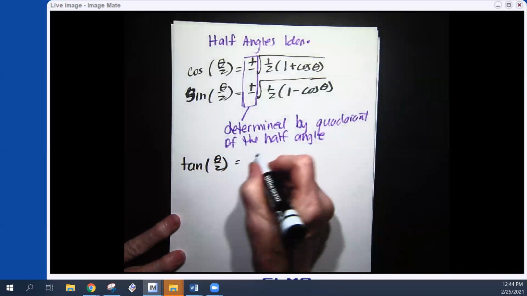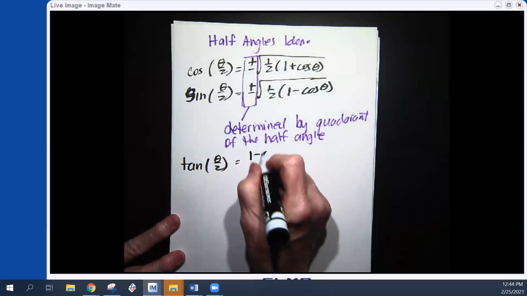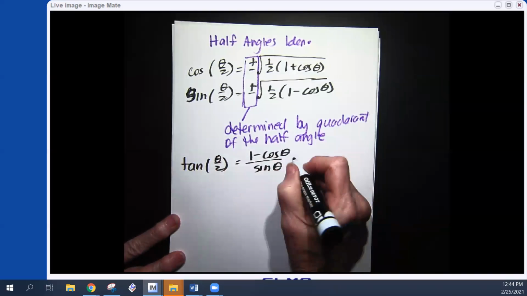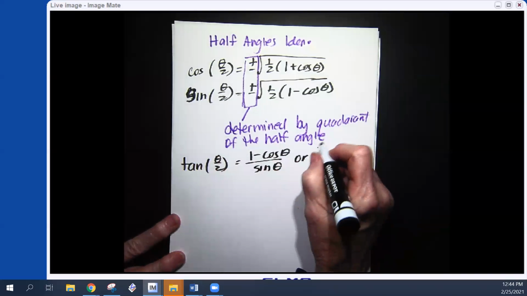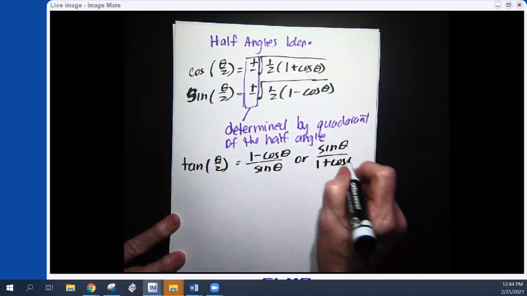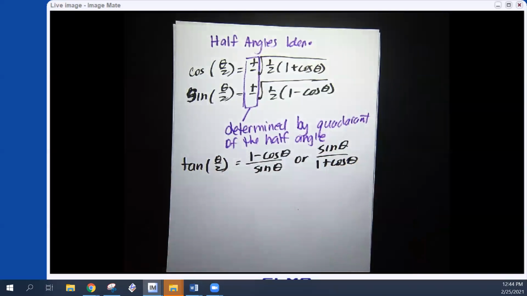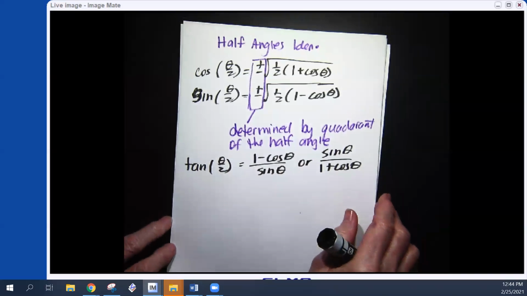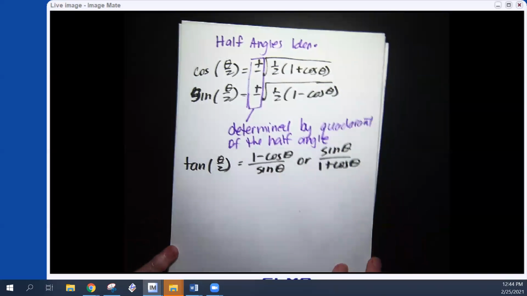That is going to be 1 minus the cosine of the angle divided by the sine of the angle, or the sine of the angle divided by 1 plus the cosine of the angle. Now I know those should be familiar to you. You proved that these two things were true when we first started doing our verification unit.